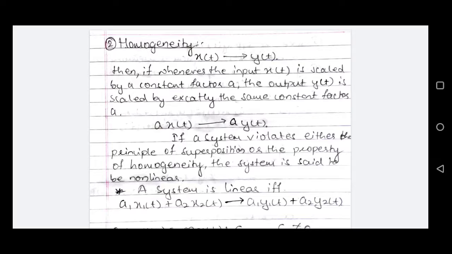And if the system violates either of these two properties, the principle of superposition and the property of homogeneity, then the system is said to be a non-linear system. So a system is said to be linear if it satisfies the principle of superposition and the property of homogeneity. Else it's a non-linear system.